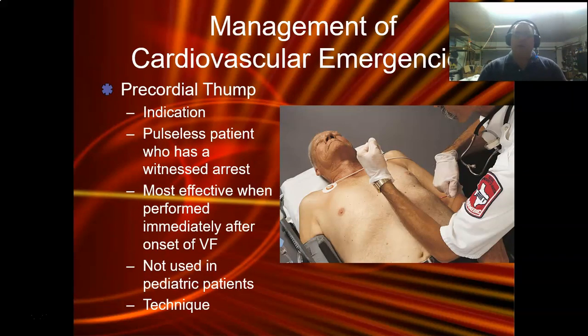The precordial thumb. Okay, indicated for a patient that you witness go into an arrest. It's actually probably really good for a patient that goes into VTAC right in front of you or VFib right in front of you. The idea behind it is that you raise the fist about 6 to 12 inches above the chest and you come straight down on the sternum. It produces a slight electrical pulse to the heart. And the idea is if we can do this fast enough, then we can actually convert the patient without having to use electricity. We don't use it in pediatric patients.